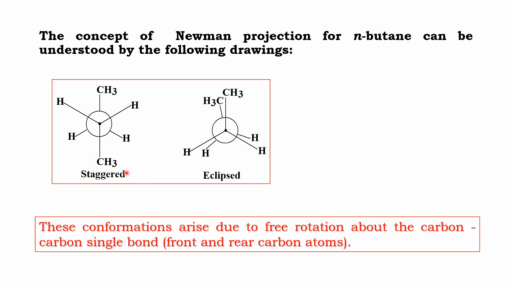In the staggered position, we could say the bonds between the first carbon atom and the second carbon atom are far apart. While in eclipsed, the bonds of the first carbon atom and the second carbon atom are on the same plane. And these conformations freely rotate about the carbon-carbon single bond. In Newman projection formula, we represent it by circles, and the bonds are represented as originating from the center of the circle as well as from the circumference of the circle.